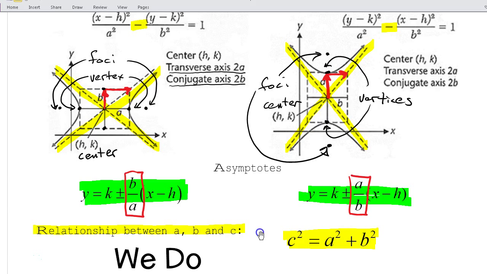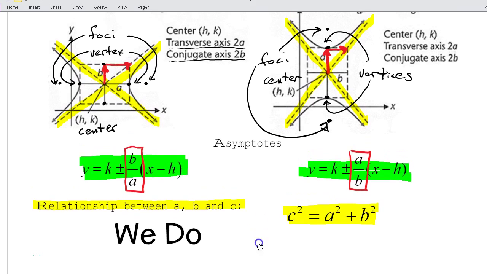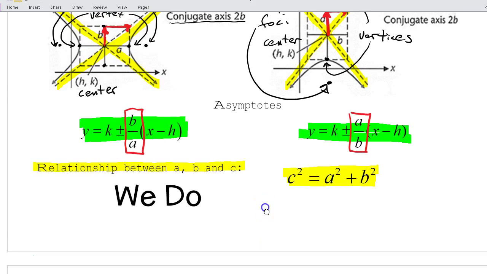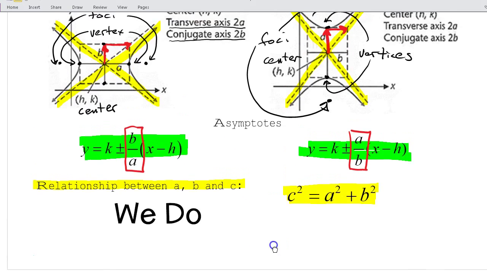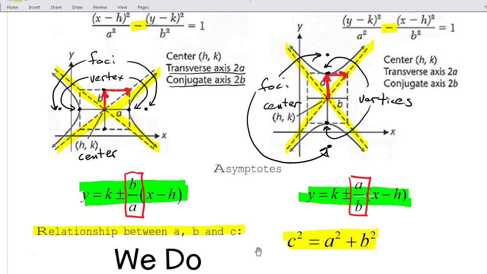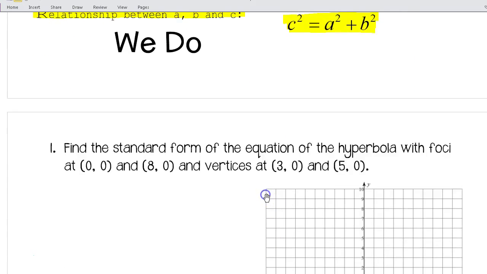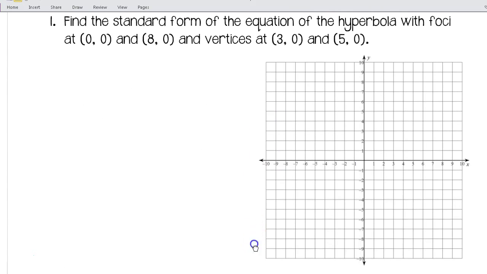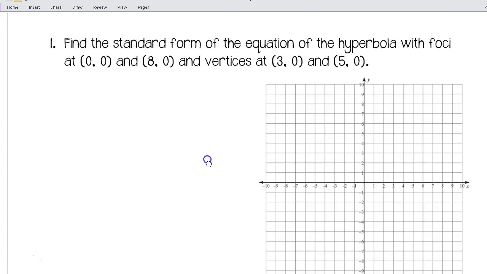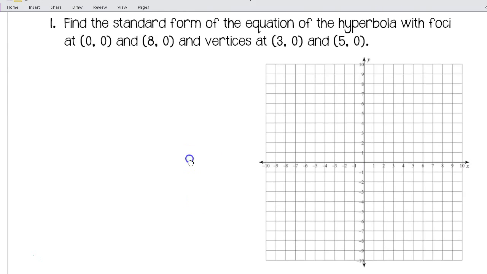Alright, so with a little bit of practice and your previous knowledge from ellipses and circles, you should be fine with these. If you have any questions, make sure that you ask me. And you can move on to the next video where I'm going to take you through the first we do example. So we'll see you in the next video.